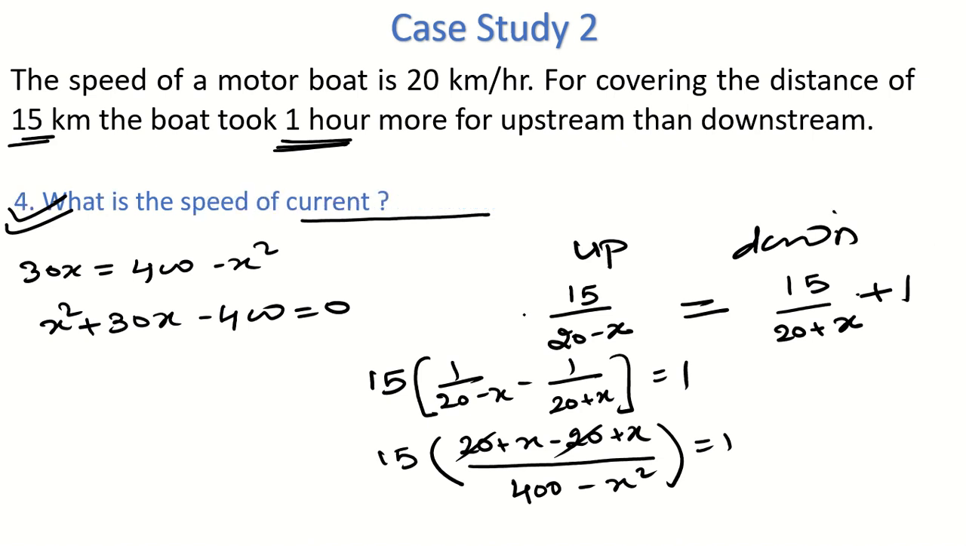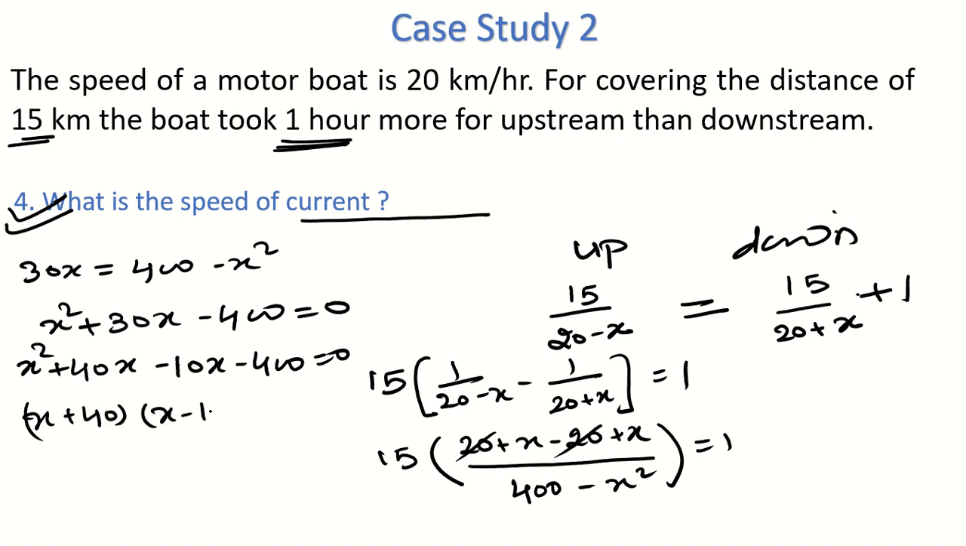What is the speed of the current? So speed of the current we have taken x. So basically we have to solve this quadratic equation. So what we can solve here, you see it's easy calculation here. 40 multiply 10 is 400 and 40 minus 10 is 30. So it will be x square plus 40x minus 10x minus 400 equals to 0. Means x plus 40 times x minus 10 is equal to 0. So x plus 40 cannot be equal to 0 because the speed cannot be negative. So x will be equal to 10.